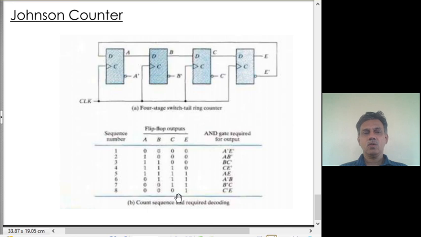Which is what is shown here. Starting from all 4 zeros, we have 1 0 0 0, 1 1 0 0, 1 1 1 0, all ones, then 0 1 1 1, 0 0 1 1, 0 0 0 1, and then all zeros. This is how it will keep circulating. So 8 unique combinations are possible using this switch tail configuration.